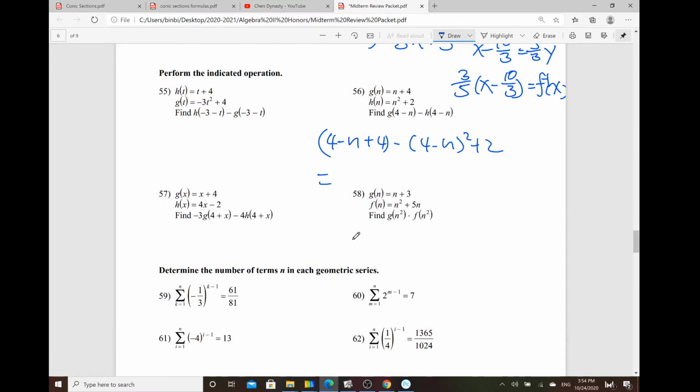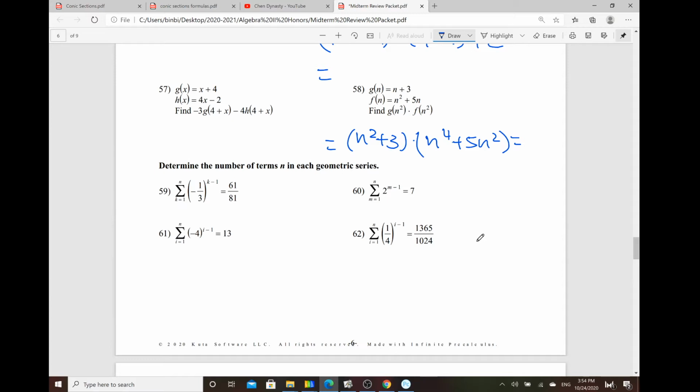And 58, that's quite similar. So g of n squared, so n squared plus 3 times f of n squared, so n to the power of n squared, quantity squared, then n to the power 4 plus 5n squared. And then the rest of this, you want to FOIL.